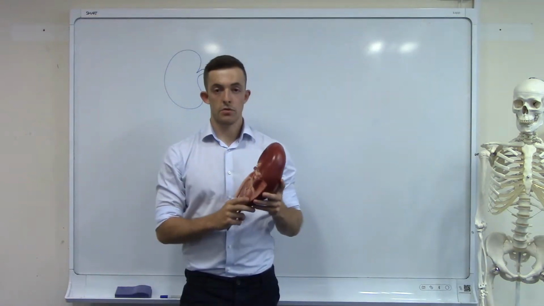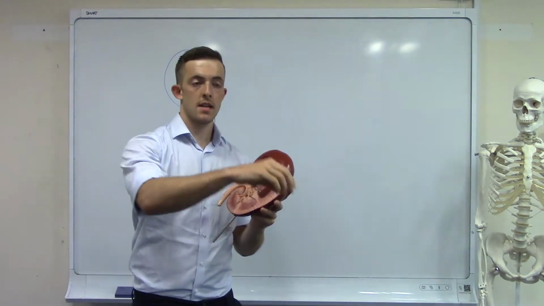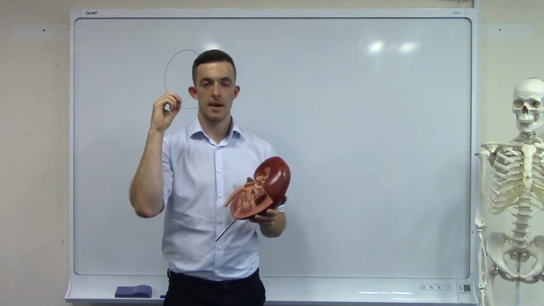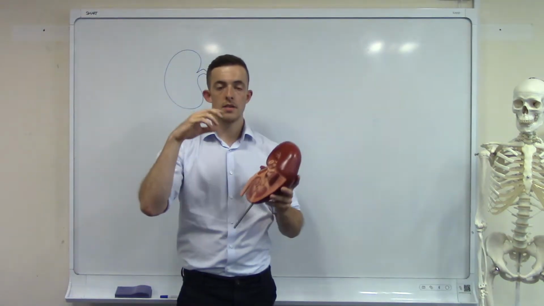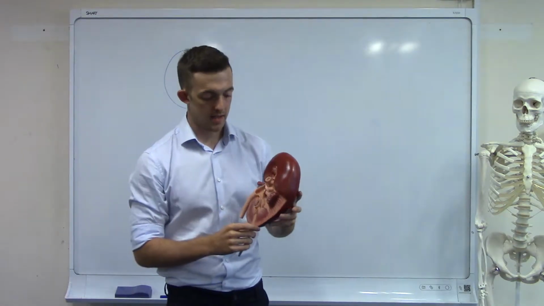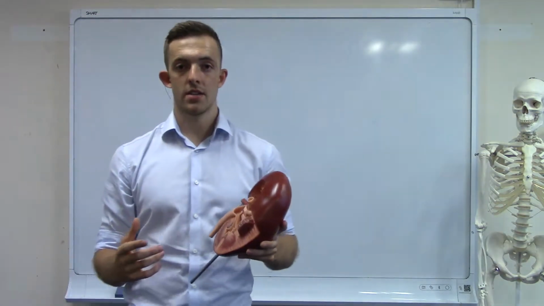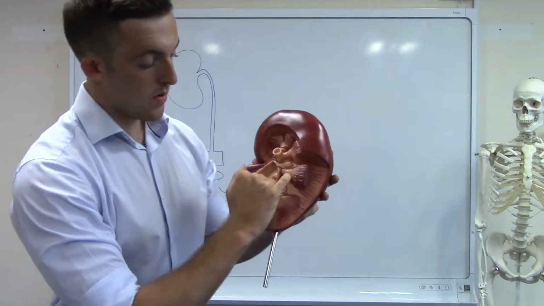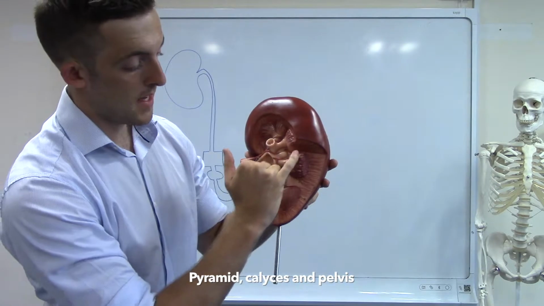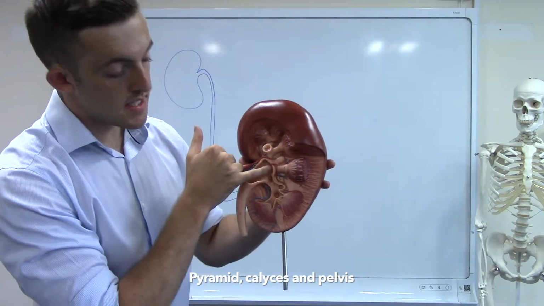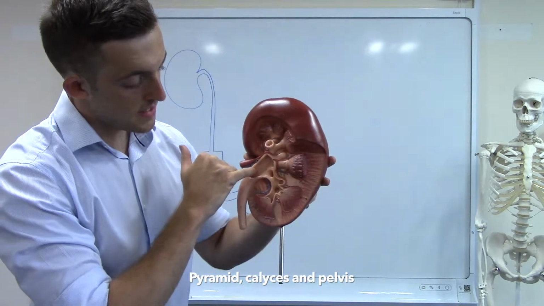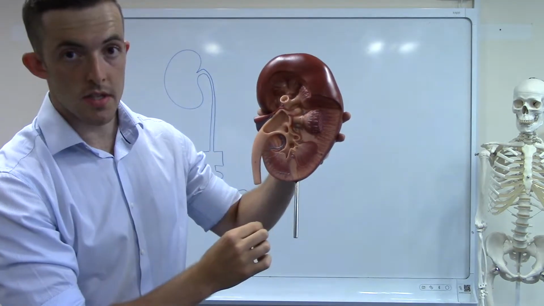From the filtrate, the body can select, using transporters, different things that it wants to take back in, for example glucose and other substances that we need to maintain the electrolyte balance in the body. Anything we don't want is then excreted. That will firstly come through the renal pyramid, into the minor calyces, into the major calyces, and then into the renal pelvis, which will connect to the ureter.